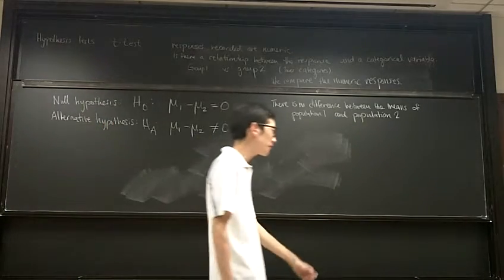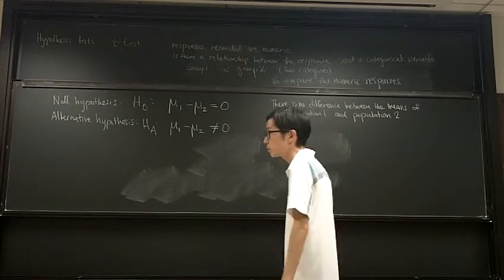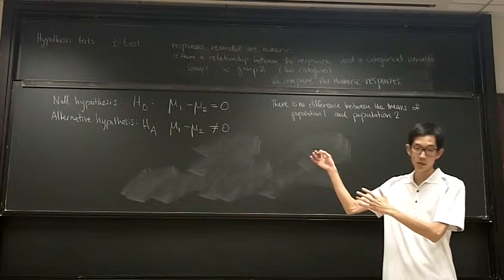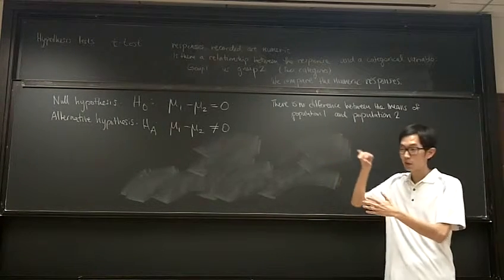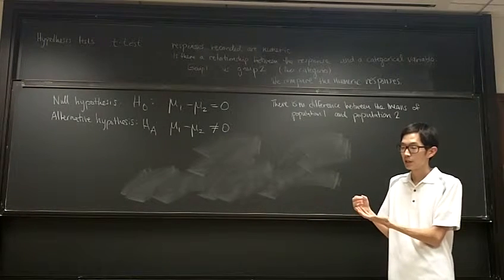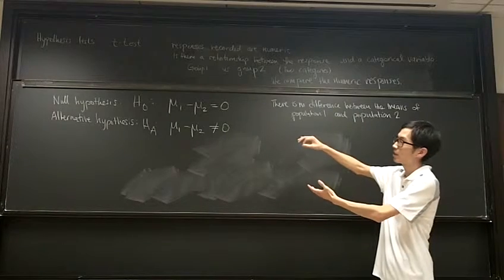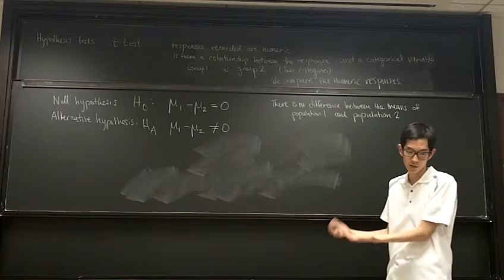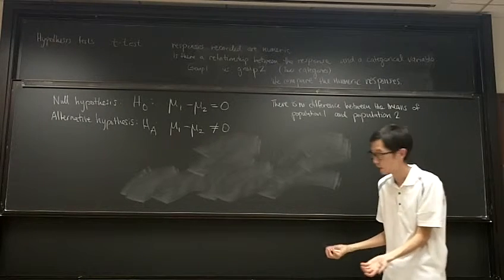So how do we go about testing this? Okay. Well, what we have to do is we're going to look at the data that we've gathered, and we are going to try to decide if this data is possible under the null hypothesis, or if it's unlikely. Okay.